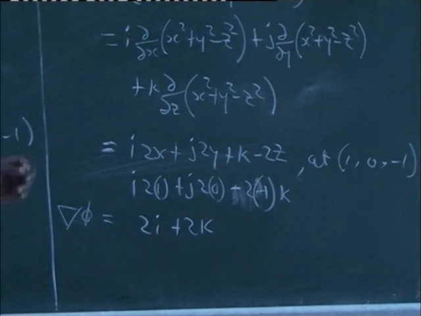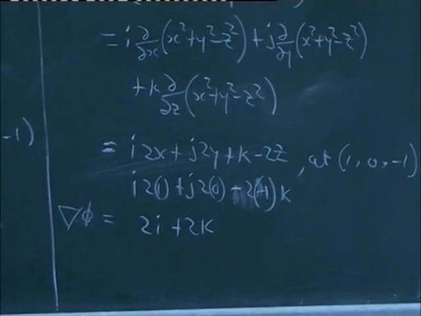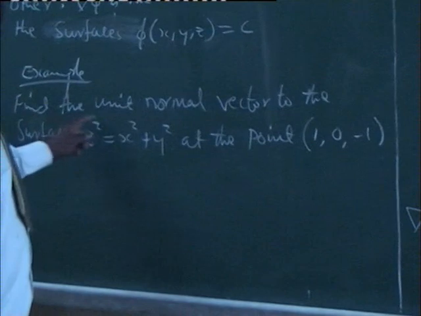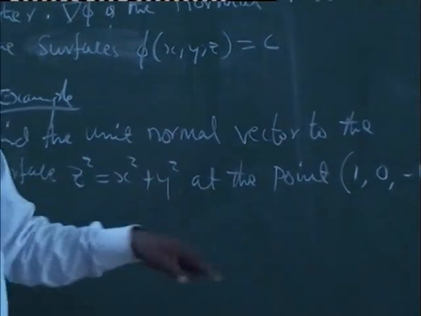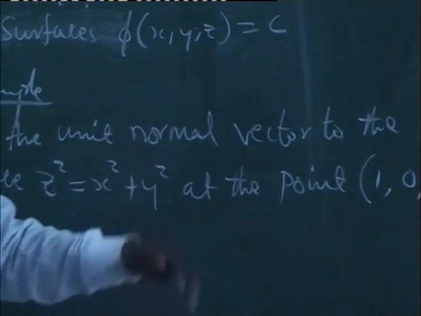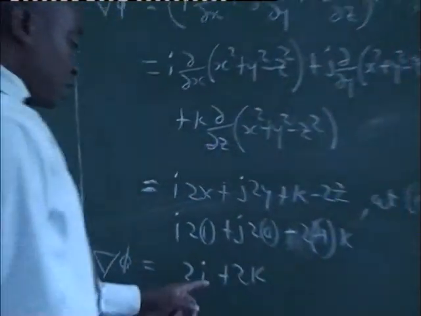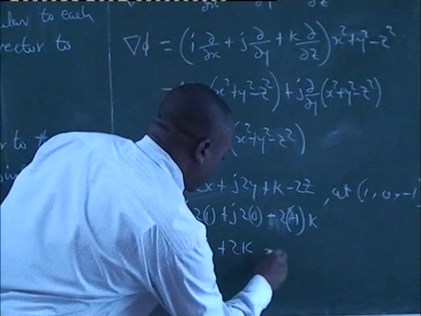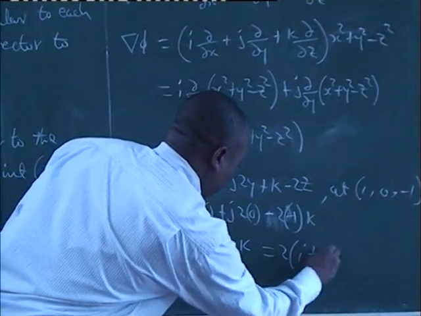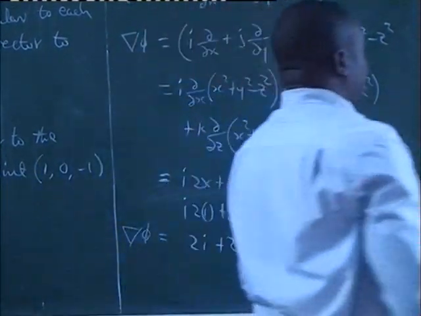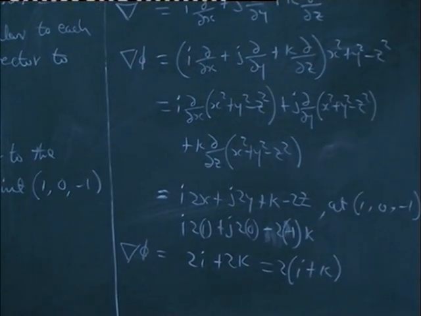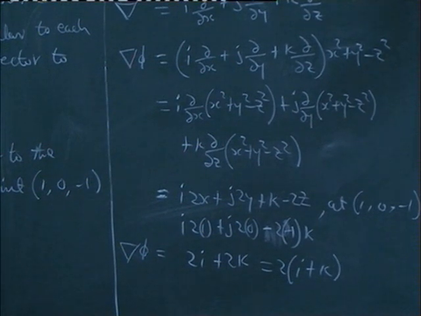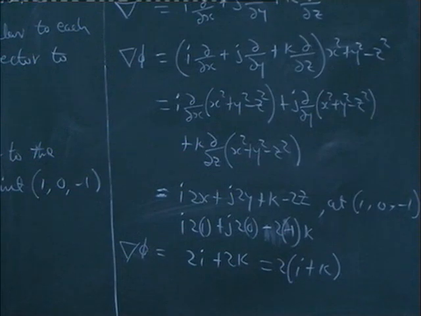Now, what we need is the unit normal. Look at the question: find the unit normal vector. We know the normal vector, which is del phi, so we want to find the unit normal. I can write it as 2i plus 2k. So as we are looking at the unit normal, how do we define the unit normal vector?